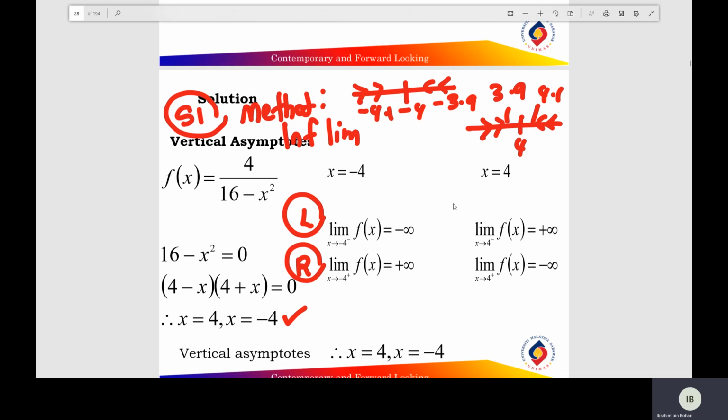And x equals 4. From the left here equals positive infinity, and from the right of the function here equals negative infinity. Yeah, and conclusion, the vertical asymptote exists at 4 and negative 4.